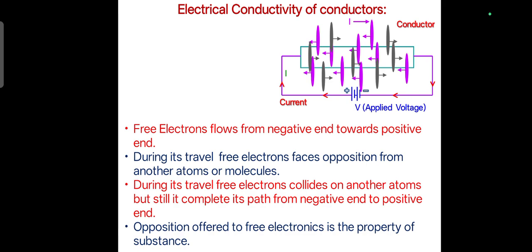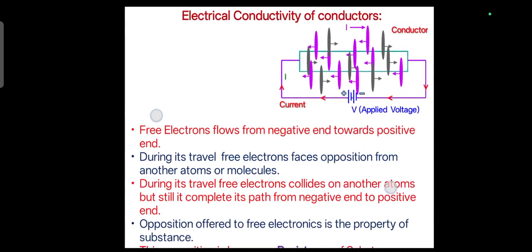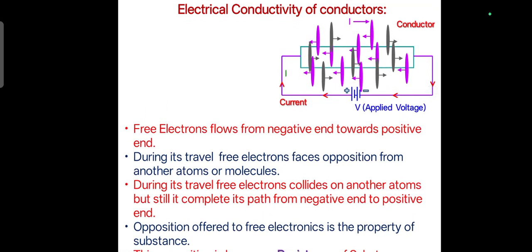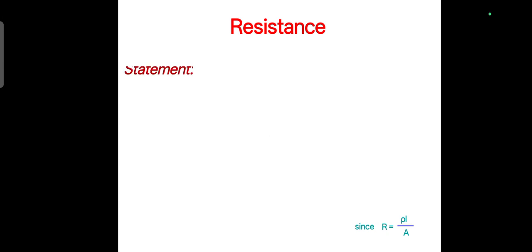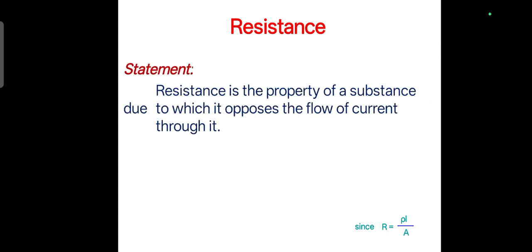The opposition offered to free electrons is a property of that substance, and this opposition is nothing but the resistance of that substance. So what is resistance? Resistance is the property of a substance due to which it opposes the flow of current through it. That flow of current is nothing but the flow of electrons, which we have discussed in detail in the concept of electrical conductivity of conductors.